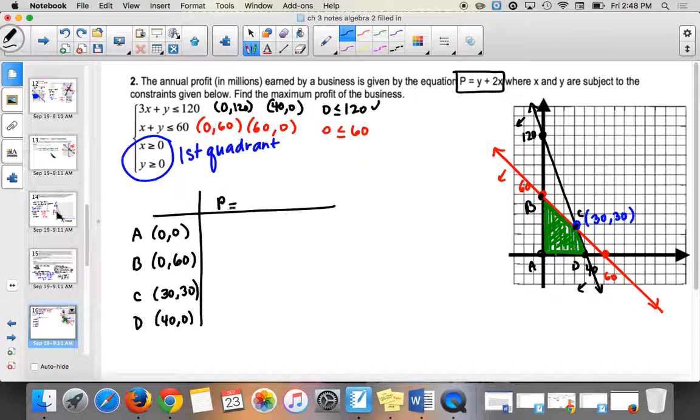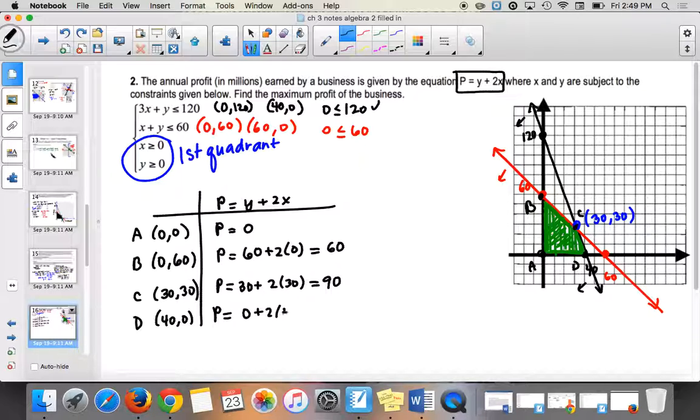And then we plug it into the profit equation, which is y plus 2x. So be careful, the y's first, don't be thrown off by that. So we get the profit equals 0. The next profit is going to be 60 plus 2 times 0, right? Be careful. So it's 60. So don't plug it in for the wrong one. The next one's going to be 30 plus 2 times 30, which is 90. And the last one is going to be 0 plus 2 times 40, which is 80.